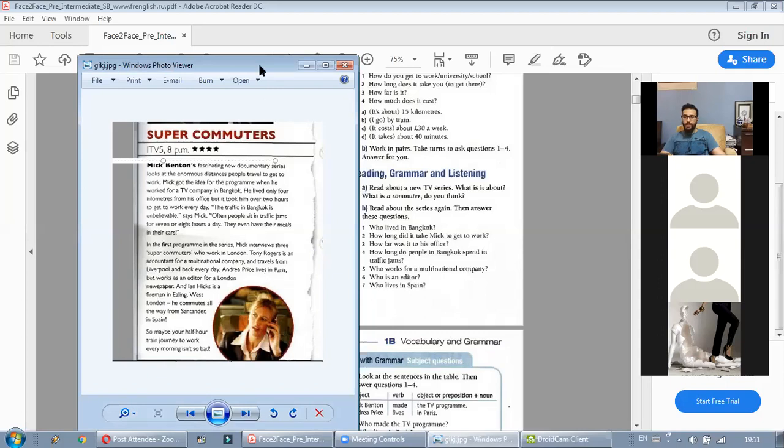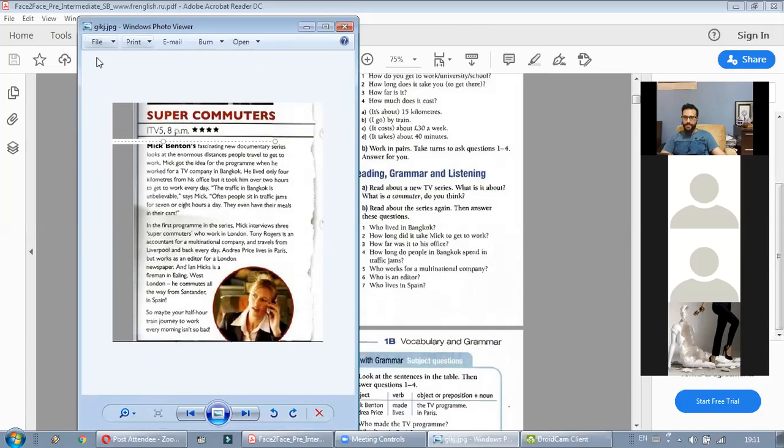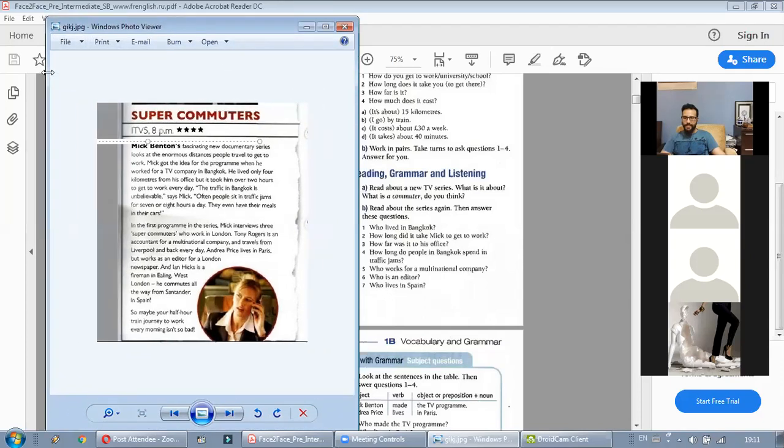Okay. And who lives in Spain? Ian Hicks. Correct. So Ian Hicks, he lives in Spain. He works in West London, but he commutes all the way from Spain, from Santander.